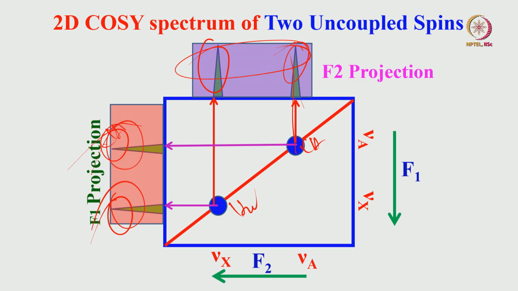That means if I take the projection, I can take it along the F1 axis or F2 axis, it does not matter. When I have two uncoupled spins, we get two peaks. On either dimension, we get the spectrum, which is nothing but a simple one-dimensional spectrum. And what do you understand from this? For uncoupled spins, the peaks always come on the diagonal. And if you take the projection of these uncoupled spins along F1 or F2, it corresponds to a simple one-dimensional spectrum where you get single peaks.